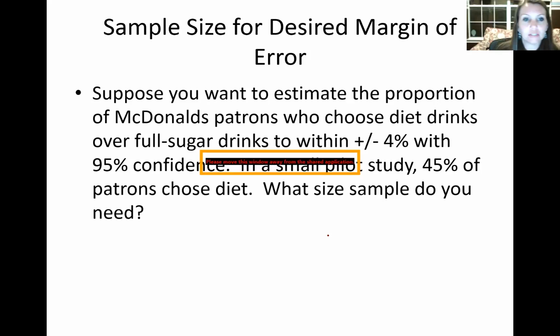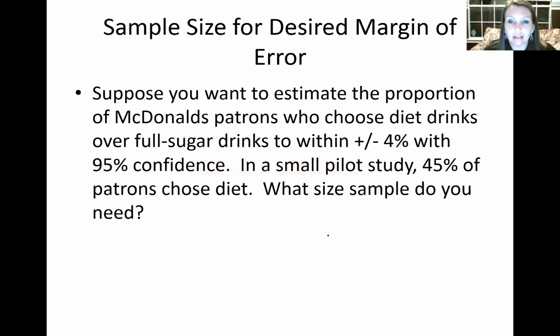So looking here at this problem, it says, suppose you want to estimate the proportion of McDonald's patrons who choose diet drinks over full sugar drinks to within plus or minus 4% with 95% confidence. In a small pilot study, 45% of patrons chose diet. What size sample do you need?